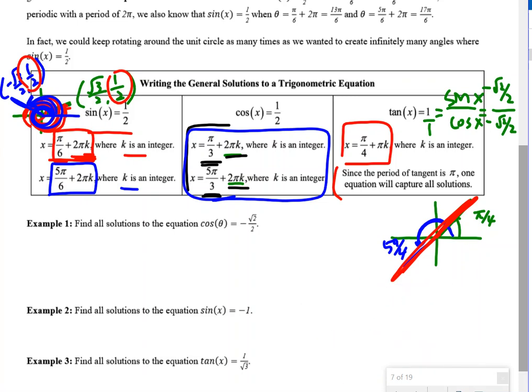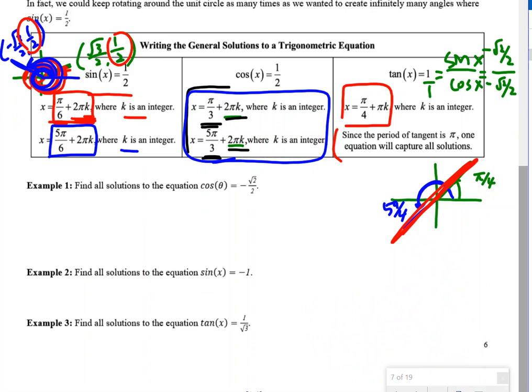Let me do some example questions. Example 1. Here, you see we don't have any restrictions, so don't worry about putting quadrant 1 or 2 like we did in inverse cosine. But for this one, I want you to think about how to get this angle by looking at the unit circle values. Radical 2 over 2 comes from the 45-degree family, or pi over 4 family.